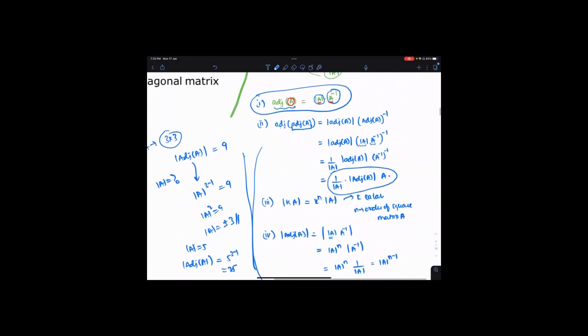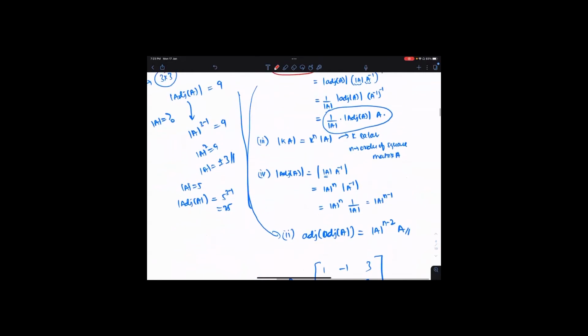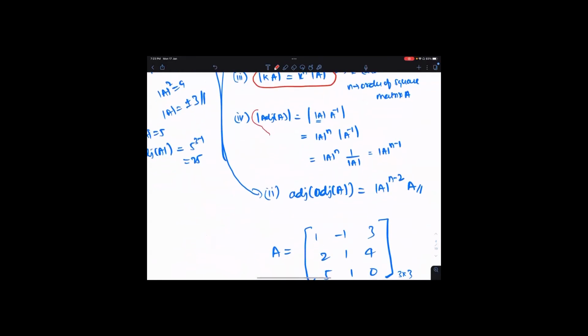So if I just get into it, we have seen what is adjoint of A. Det of K is this. And det of adjoint of A is what here? Det A power n minus 1.